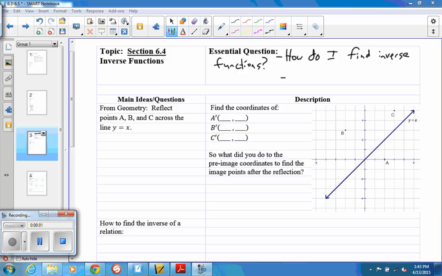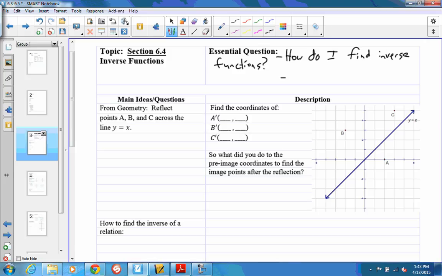For those of you watching at home, how do I find an inverse function? Okay. And number 2, how do I verify an inverse function?